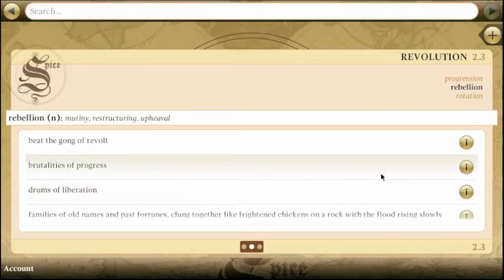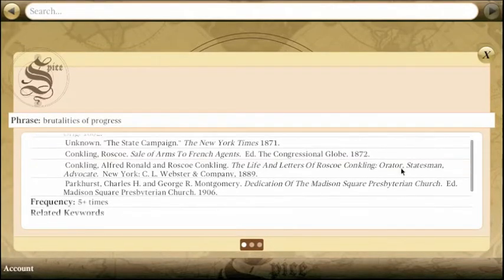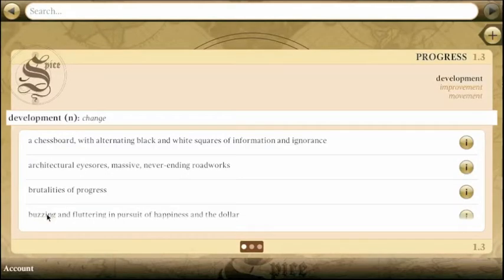By the way, to do this, just tap the phrase and click on the information button. I can see it has been used several times. These related keywords might help. Pollution, poverty, and progress. I'll try progress. Okay, so you have a few phrases presenting various ideas now.